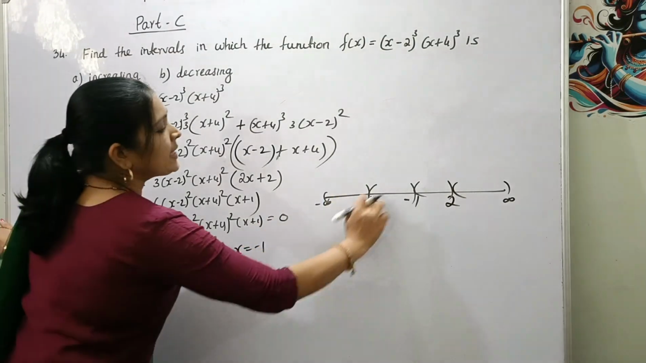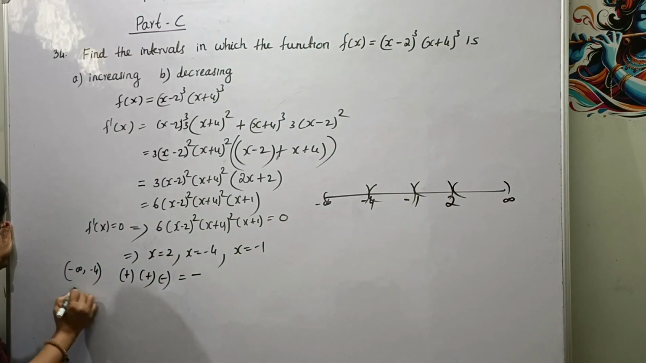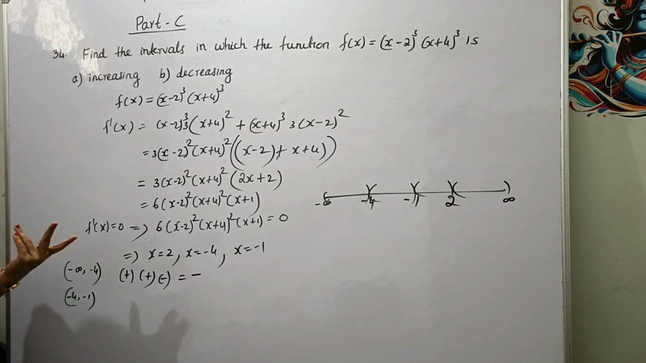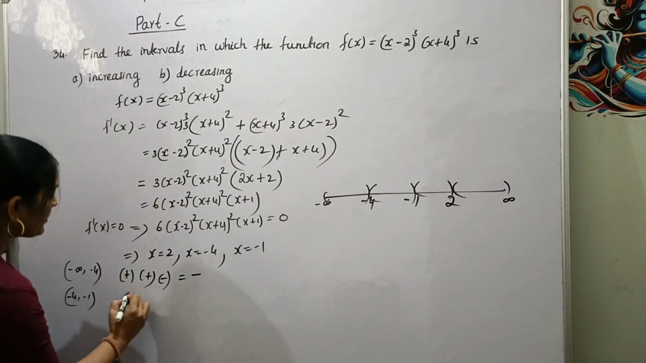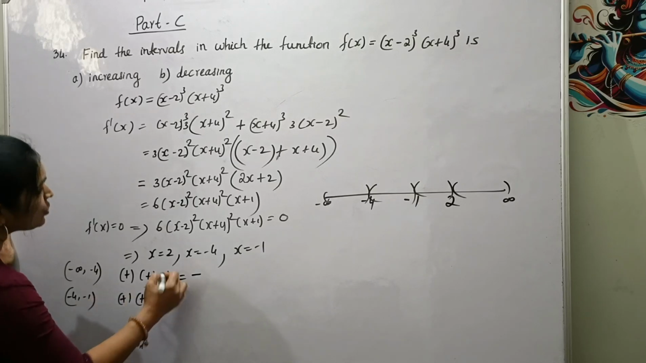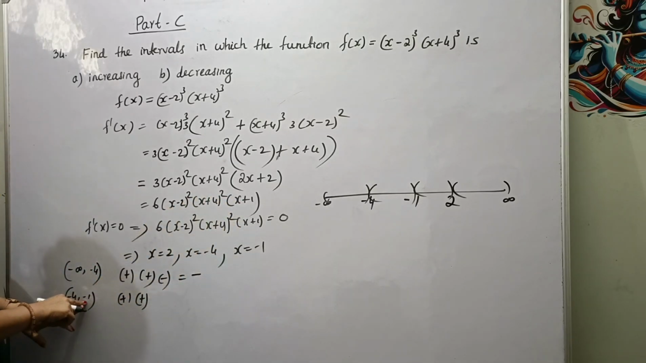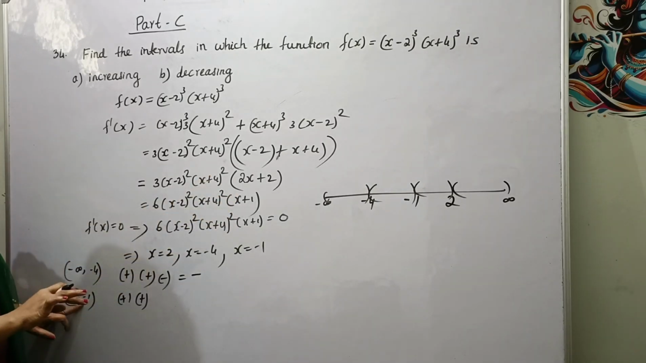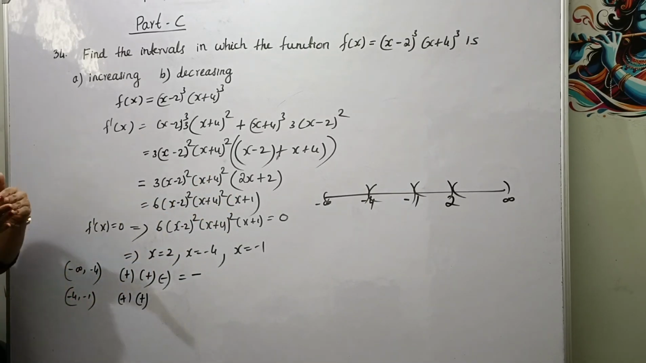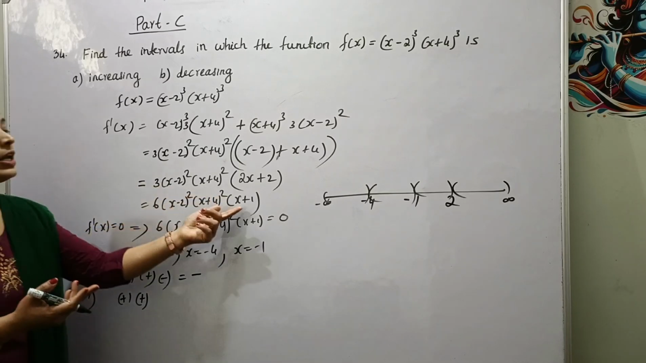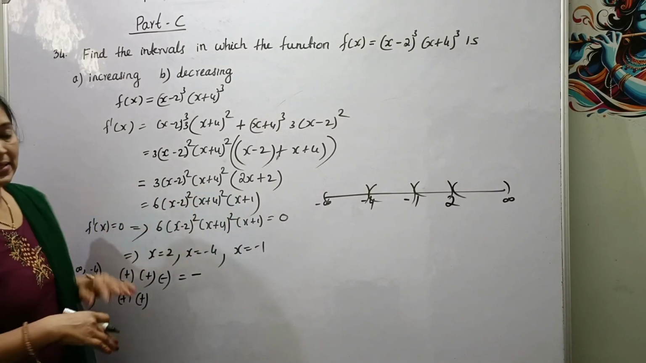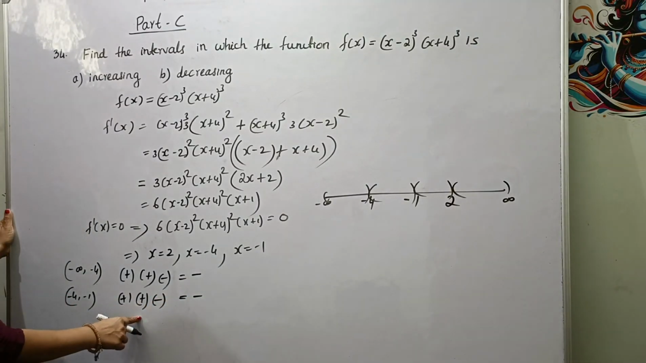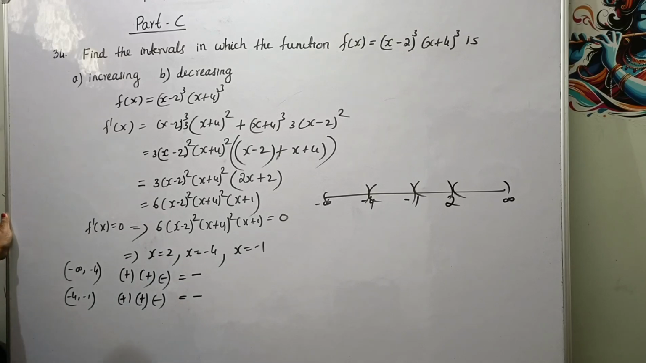Next interval, minus 4 to minus 1. See, here also all the values between minus 4 and minus 1 are negative values. And here the first term is always positive, the second term is always positive. What about the third term? Just substitute. See, x is equal to minus 1, minus 1 plus 1, 0. So here you have to substitute the values less than minus 1, so here you will get less than 0. That is minus, right? So the third term is also minus. So it is plus into plus, into minus, minus.